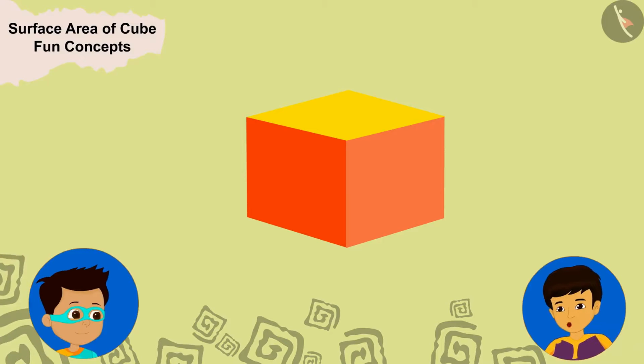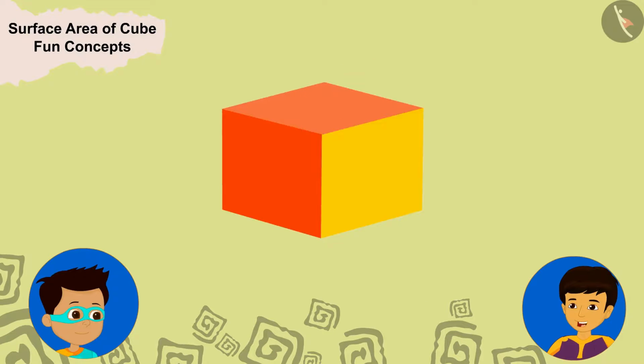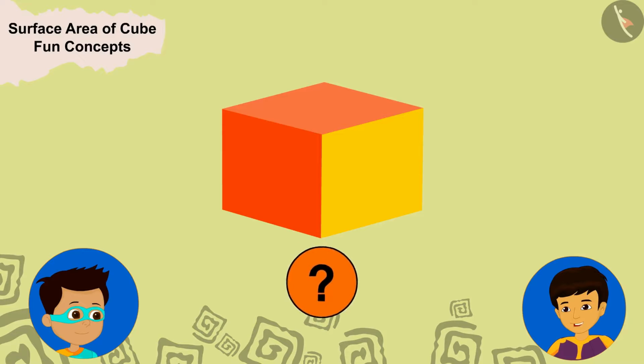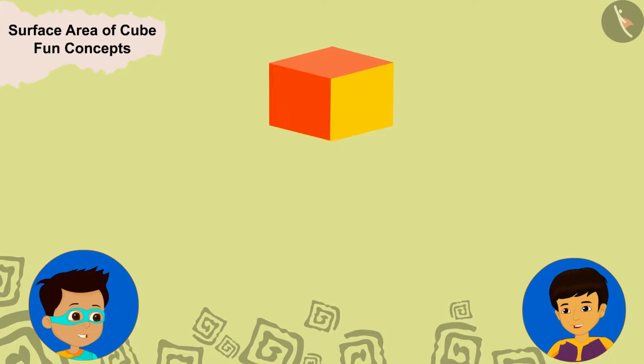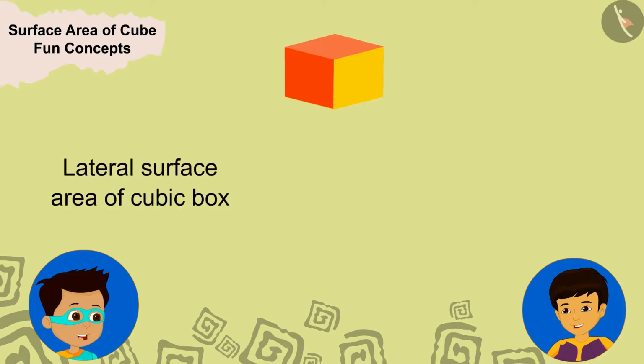Look, Thomas, right now the orientation of your box is like this. If I rotate it like this, the orientation of your box has changed. Don't you agree? Yes. Now, can you find the lateral surface area of this cubic box? Yes, of course. All these faces are square and also congruent. This means that even in this orientation, the lateral surface area of the box will be 4L square, where L is the length of the sides of the box.